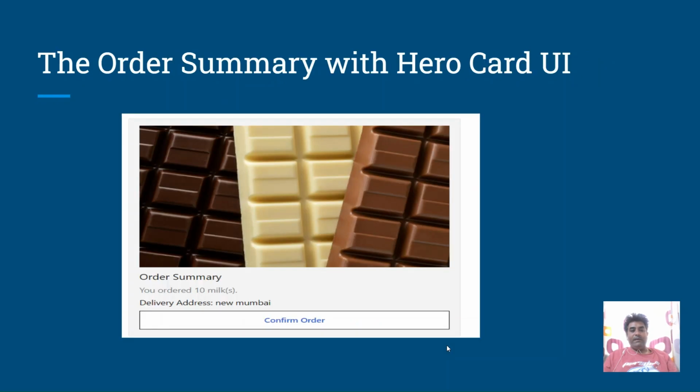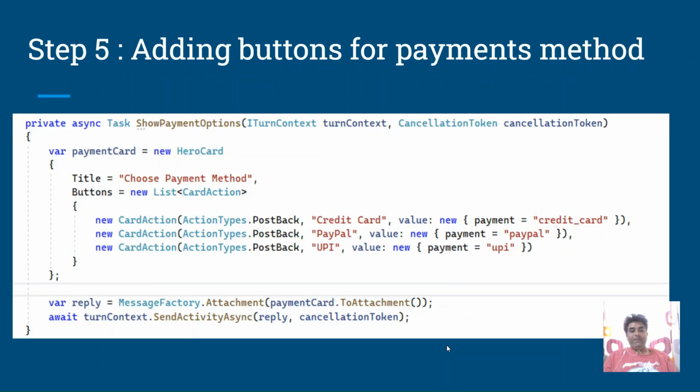So the order summary will be shown to the user like this. It shows how many chocolates the user has entered, which type of chocolate the user has selected, what delivery address the user has entered, and it will provide a button for confirming the order. So this is generated as the hero card.